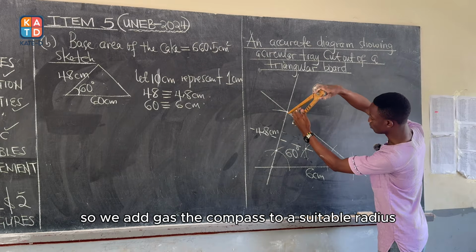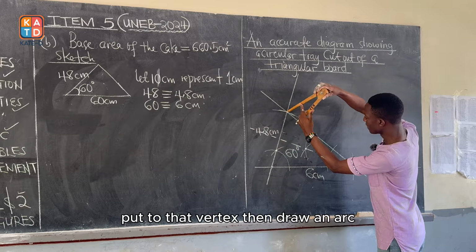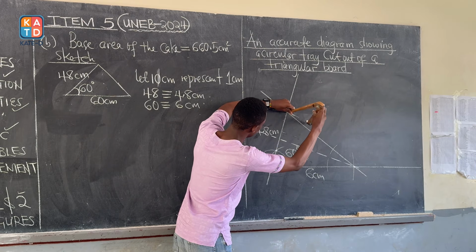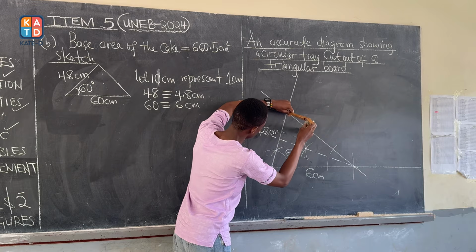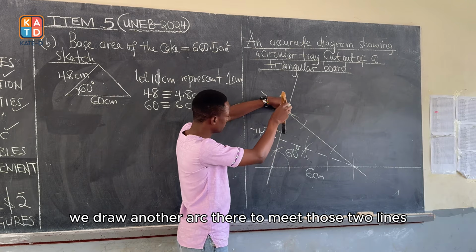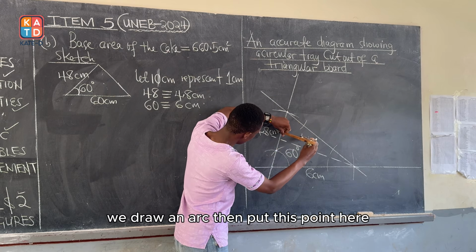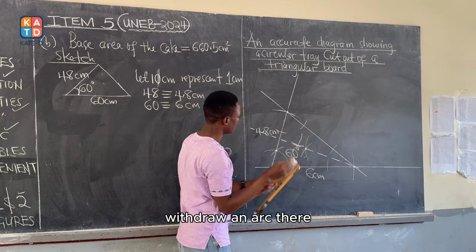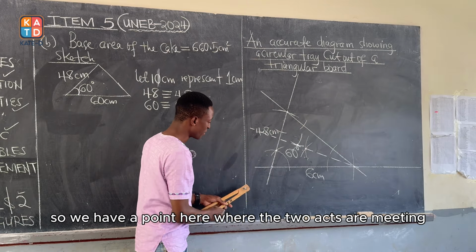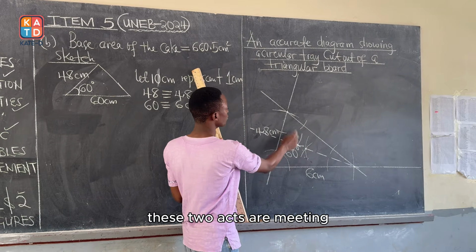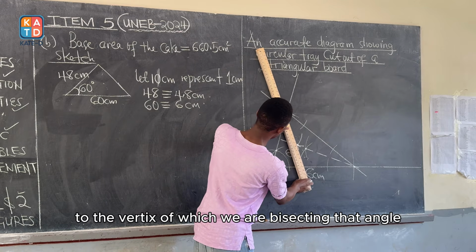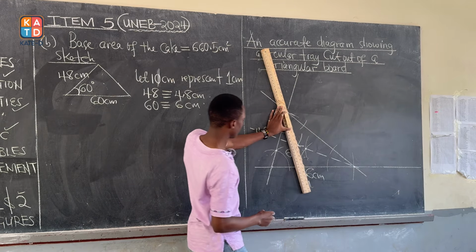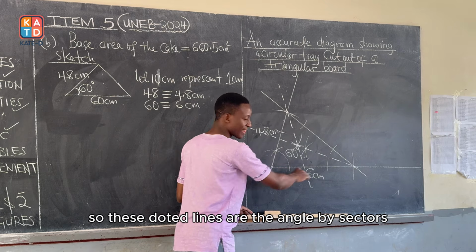So we adjust the compass to a suitable radius, put to that vertex, then draw an arc. So we are going to draw an arc here. We draw another arc there to meet those two lines. Then we move to this point. We draw an arc. Then put this point here. We draw an arc there. So we have a point here where the two arcs are meeting. We are going to join the point where these two arcs are meeting to the vertex of which we are bisecting that angle. So we use a dotted line like that. So these dotted lines are the angle bisectors.